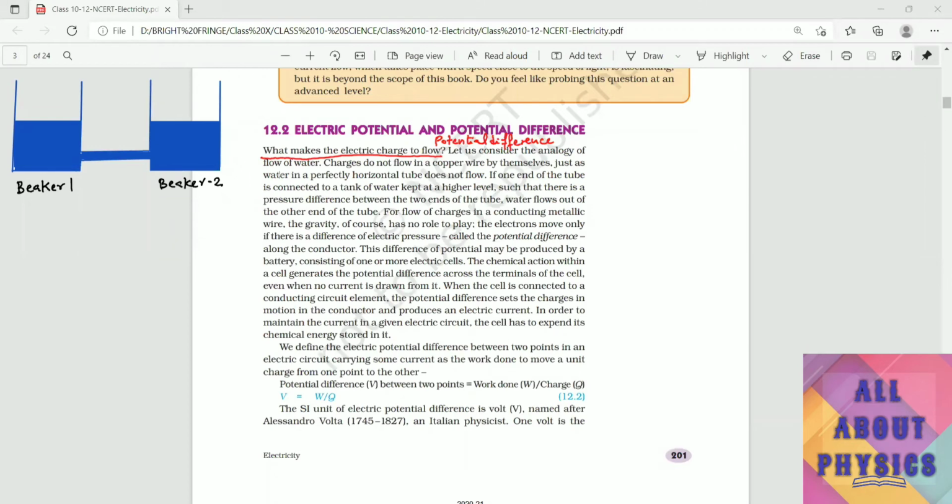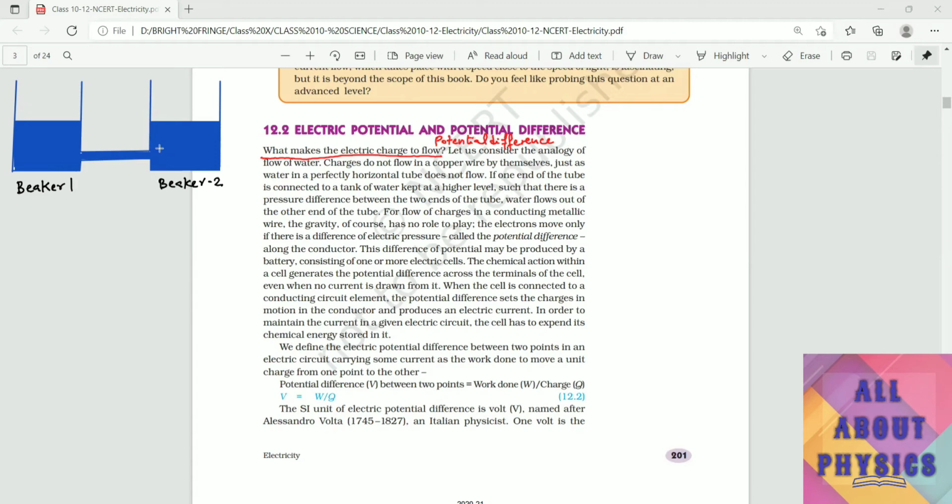To understand this, let's consider a situation. Suppose we have two beakers filled with equal amount of water and they are both connected to each other by a pipe at the bottom. You'll see that water in both the beakers is as it is and there is no flow from any beaker to the other. If you are not allowed to change the amount of water in any of the beakers, without changing the amount of water in the two beakers, can you make water flow from beaker 2 to beaker 1?